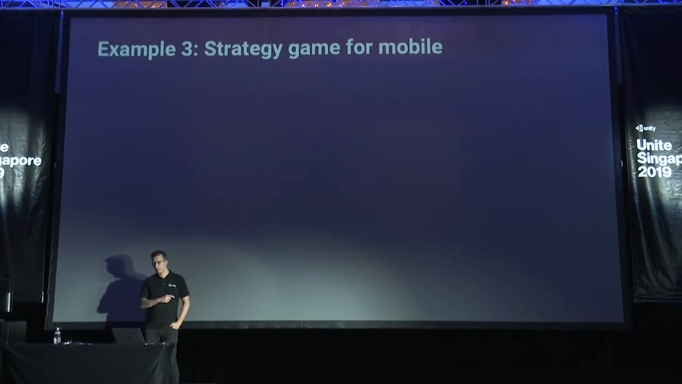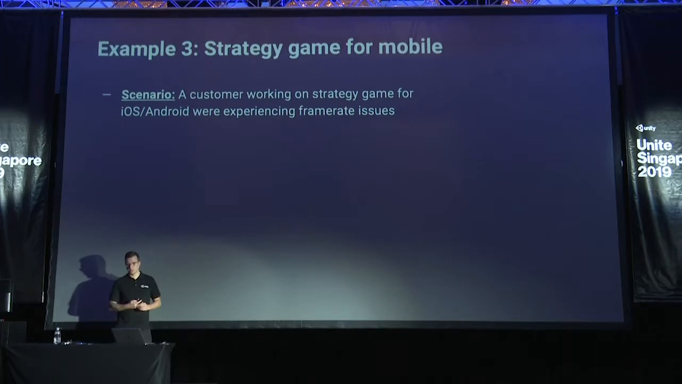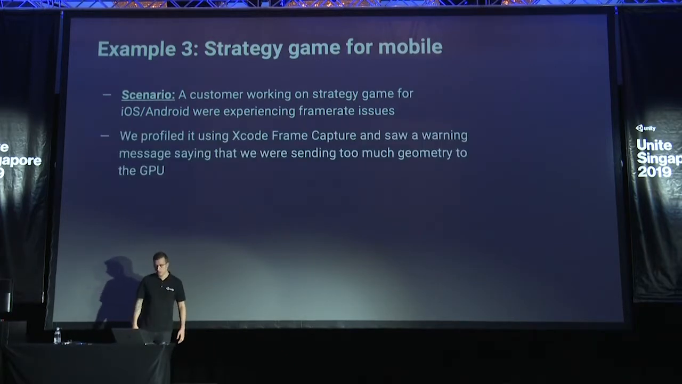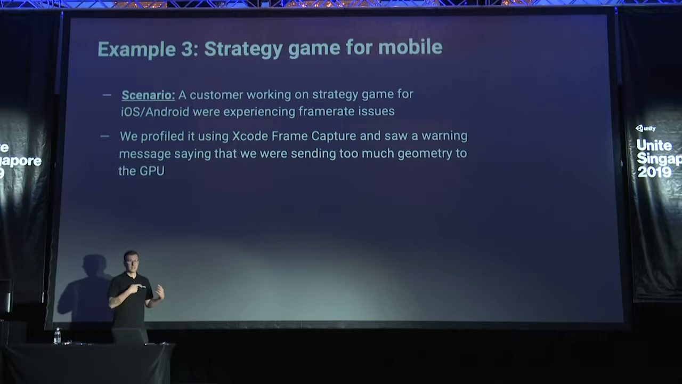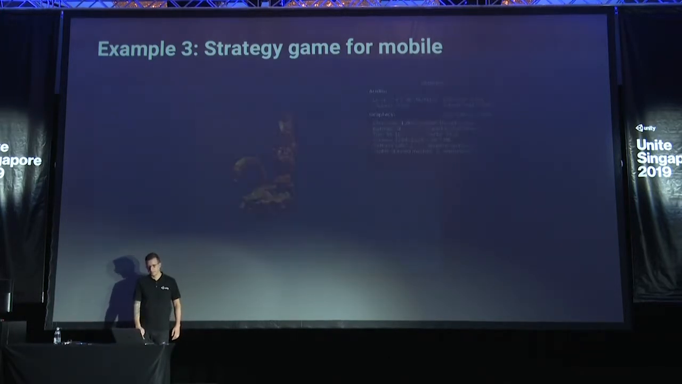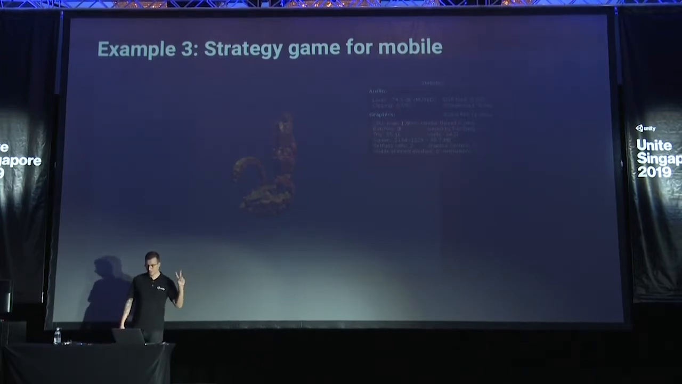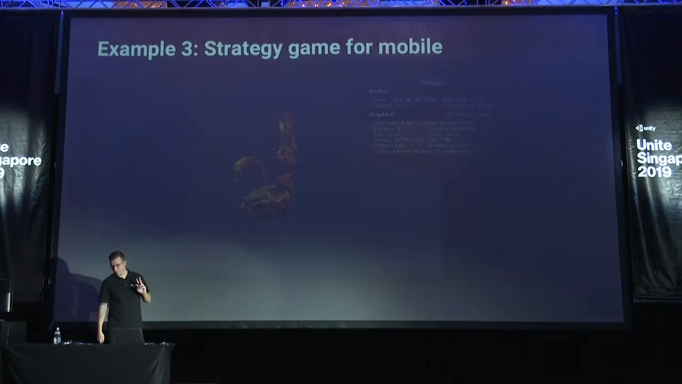So, example number 3. Our team from Europe visited another customer. They were working on a strategy game on iOS and Android, and they were experiencing some frame rate issues. After profiling the game with Xcode frame capture, what we saw was a warning message saying that we are sending too much information to our GPU. And that meant this. Once we open the scene, we figure out that there are two objects in this view that have 55,000 triangles.